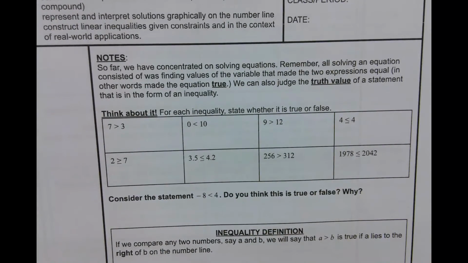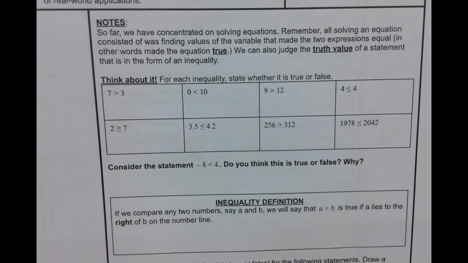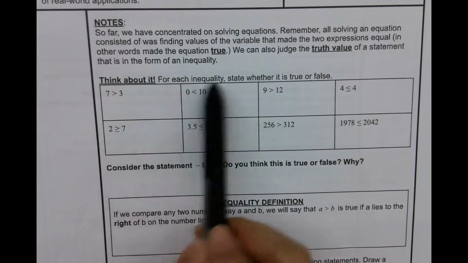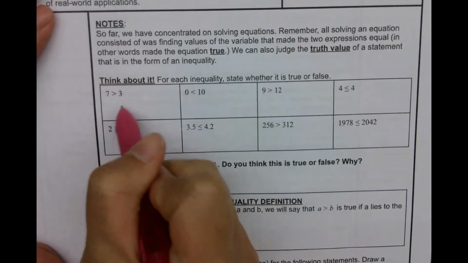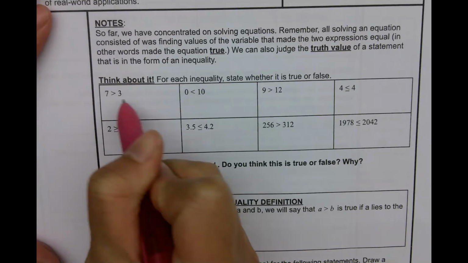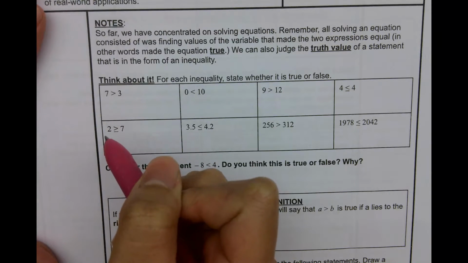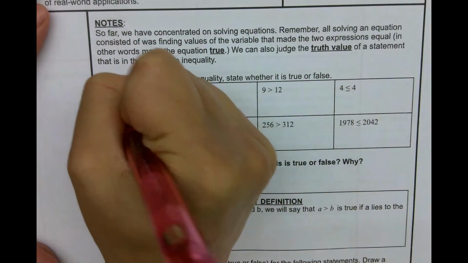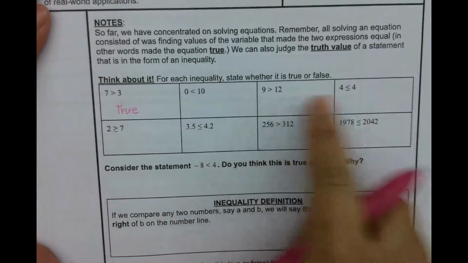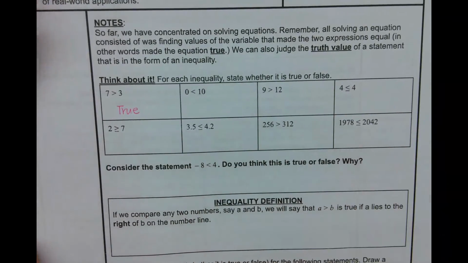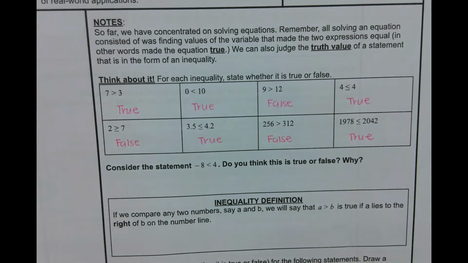Okay, so here I'm going to have you do some practice. For each inequality, I want you to state whether or not this is true. I'll start off this first one. Here it says 7 is greater than 3. So think about it. Is 7 greater than 3? Yes, it is, right? So that is true. So I want you to do the rest of these. Are these statements true?